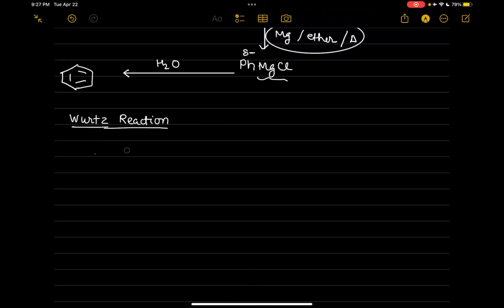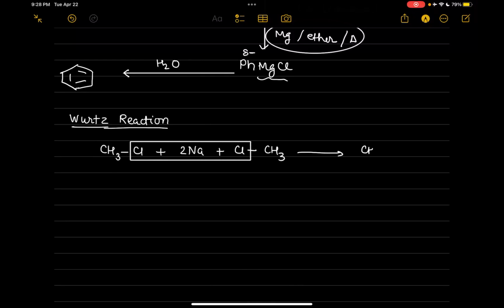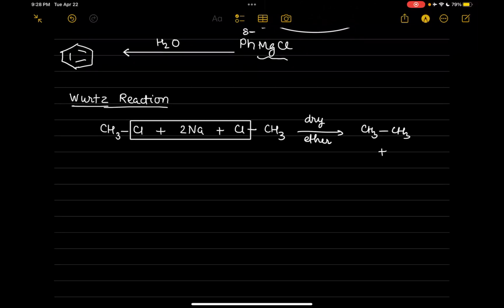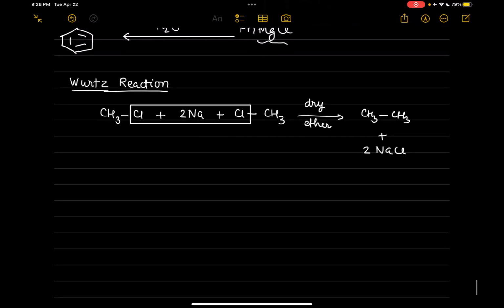It will happen in the presence of dry ether. Yes, exactly. Why dry ether? You are not allowed to take water because sodium can react vigorously with water, and you will not see the reaction which you are expecting. So if you take the alkyl halides, this is going to be CH3 in the presence of dry ether. Okay, and the NaCl is removed.